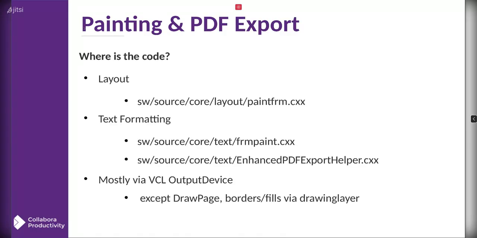So, and then there are a few more parts here. Once the layout is finished, we actually want to get it visible on the screen, and there is the painting code for this. So for the layout part of it, it's in the file layout paint from.cxx, and for the text formatting part, it's mostly in the file text from paint.cxx. And as you can see from these examples, Writer always followed all best practices in terms of naming things.